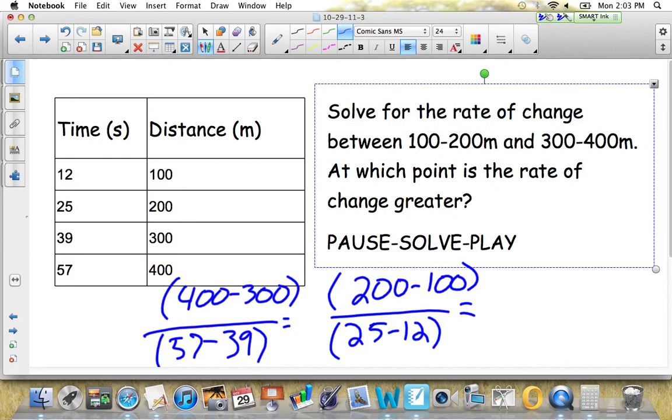Okay, so hopefully at this point you got your problem set up. I'm not going to take the time to do the actual math, but once you solve, you should be able to tell which one of these is faster, which one is the greater rate of change. So did he run faster from 300 to 400, or did he run faster from 200 to 100? You're going to have to be able to do this in order to solve your homework question for tonight.